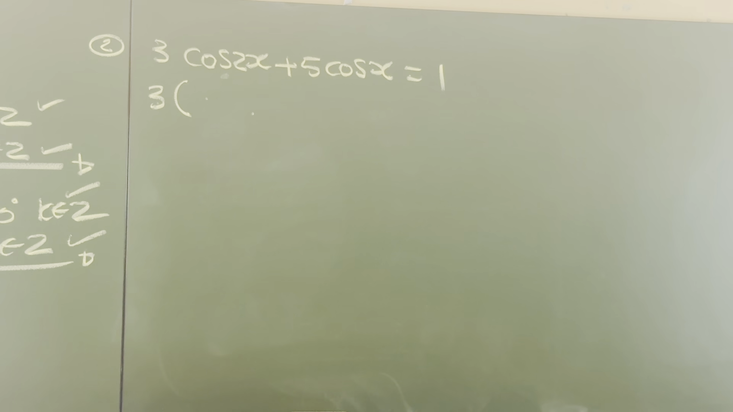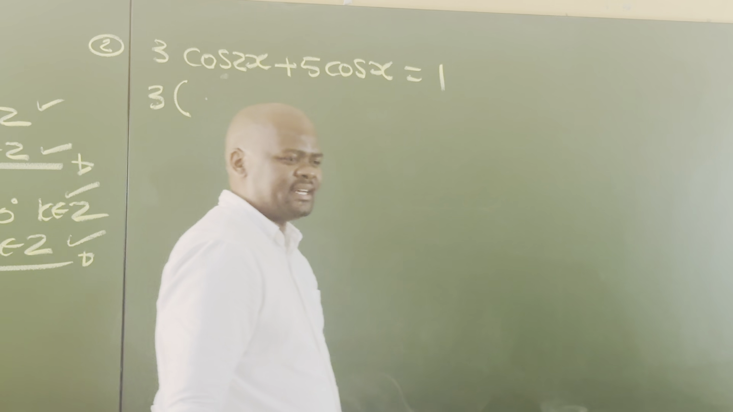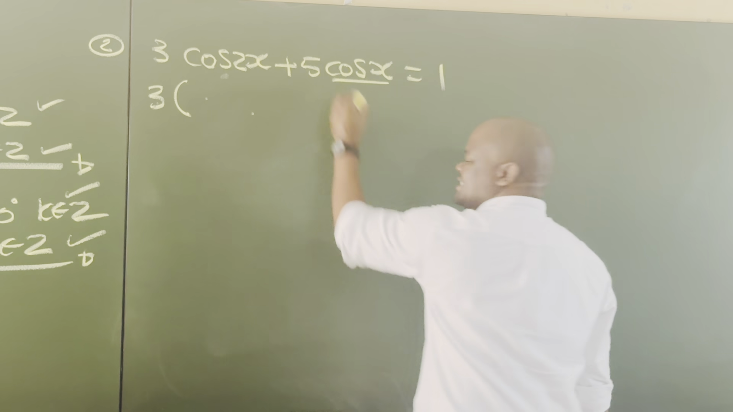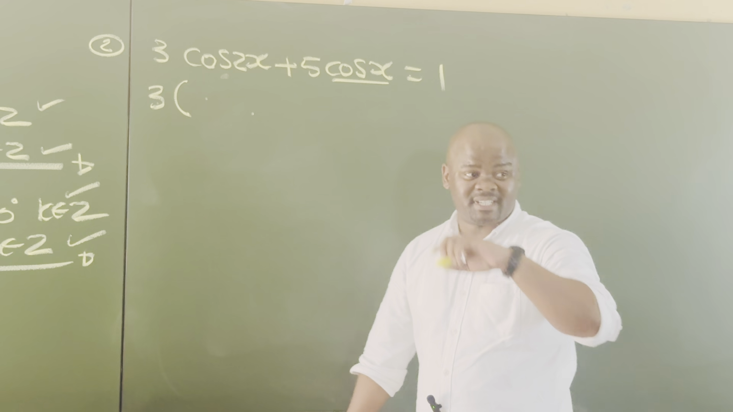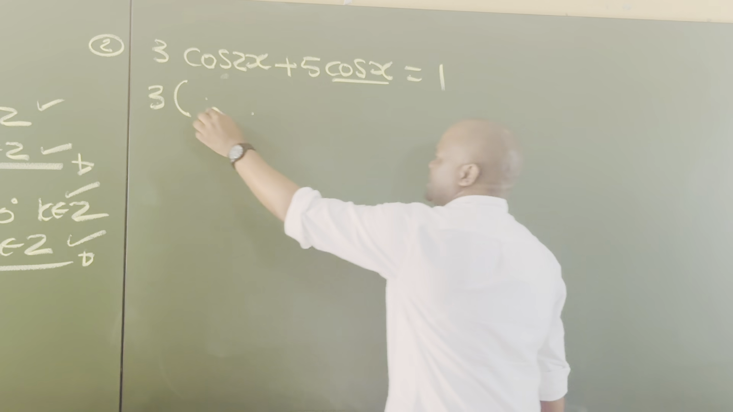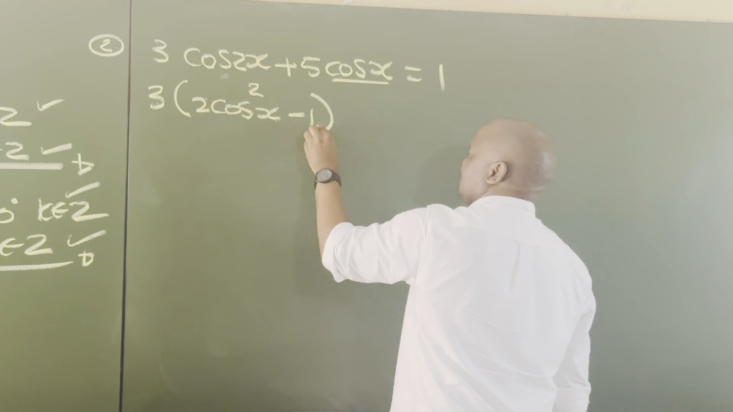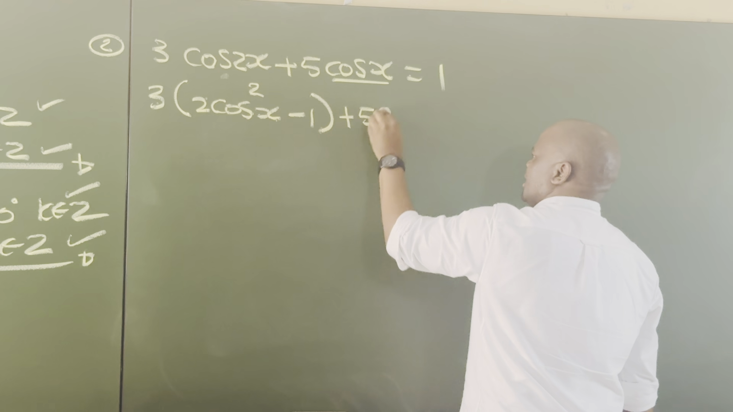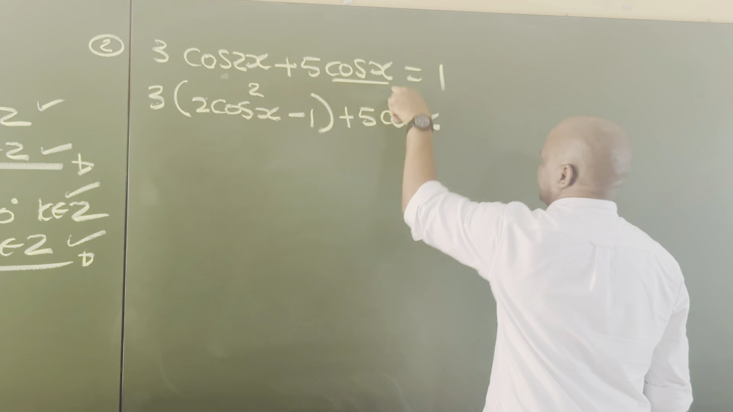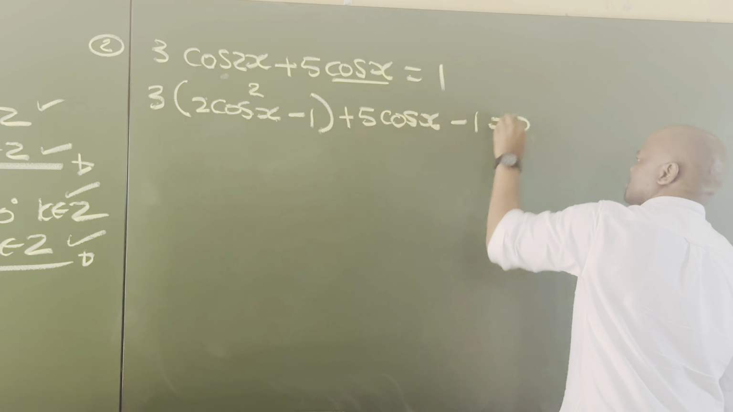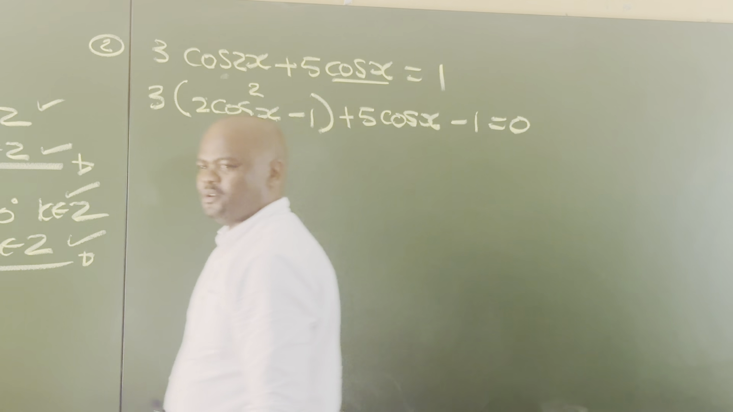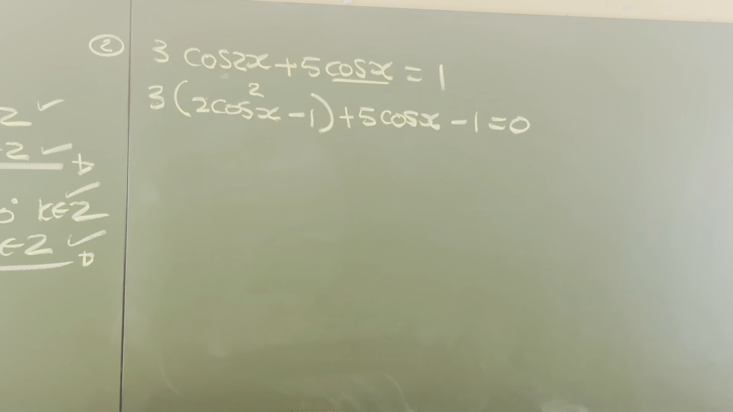2 cos y. Why are we choosing 2 cos squared minus 1? Because we want everything to be expressed in terms of cos. So this is 2 cos squared x minus 1 plus 5 cos x. Then let's take this one to the other side, so equals to 0. Because everyone can see we are going quadratic. So this will be a quadratic equation.